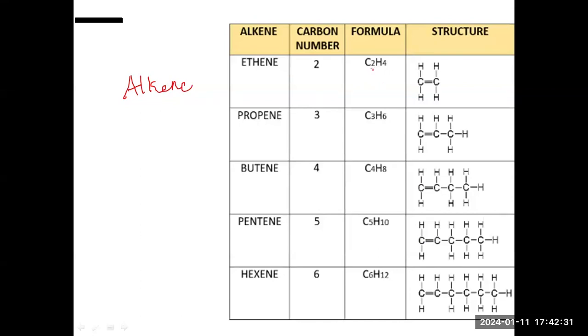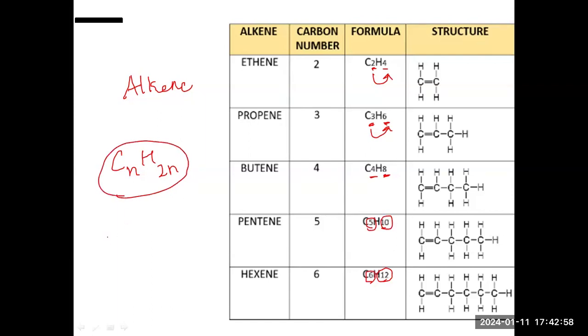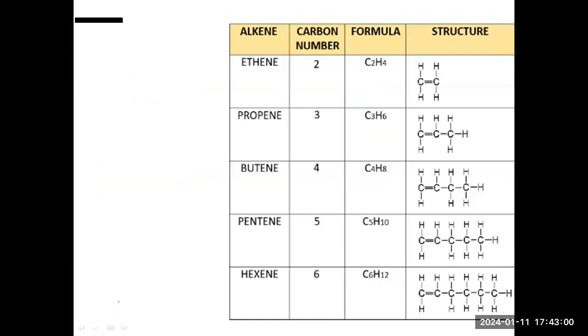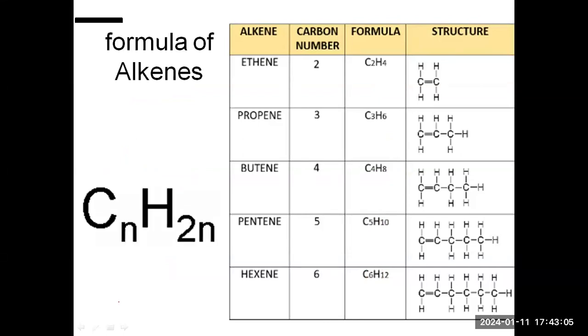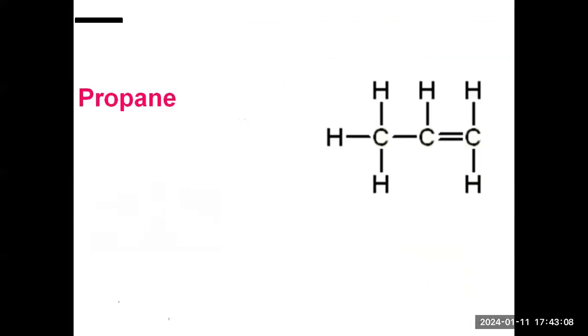Now you can see here, if carbon is 2, hydrogen is 4. If carbon is 3, hydrogen is 6. If carbon is 4, hydrogen is 8. So everywhere it is doubling. So if C is n, hydrogen is 2n. You can confirm. If carbon is 5, hydrogen is 10. Carbon is 6, hydrogen is 12. So this becomes the general formula for alkenes, CnH2n. So alkenes are the compounds which have a double bond between them.